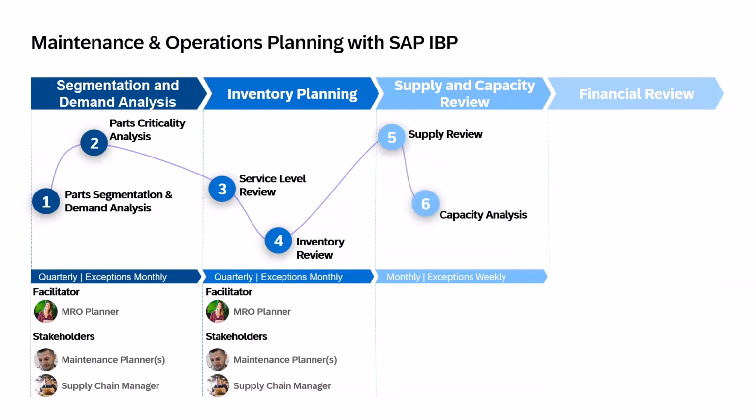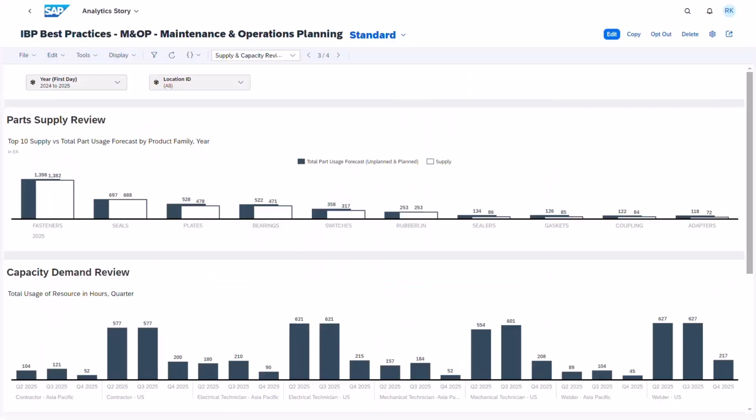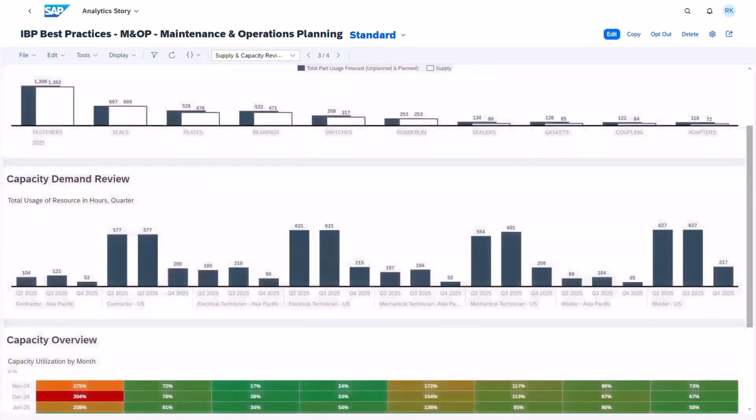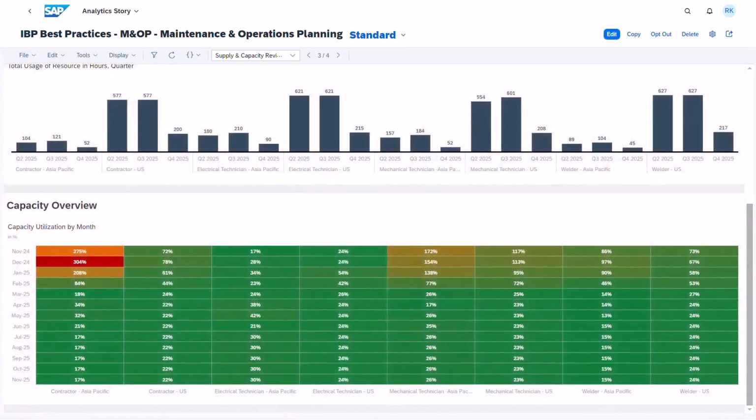The primary individuals involved in this step include the MRO planner and stakeholders from various departments such as procurement planning, maintenance planning, production planning, workforce planning, and supply chain management. This stage of the process allows team members to analyze the demand versus supply related to parts. The team is also able to review the projected capacity demand and resource utilization.